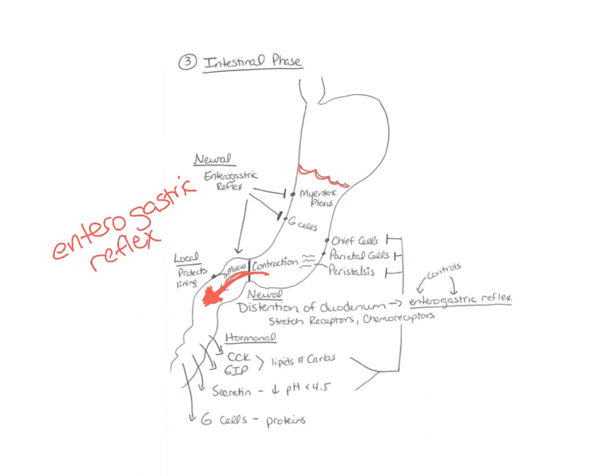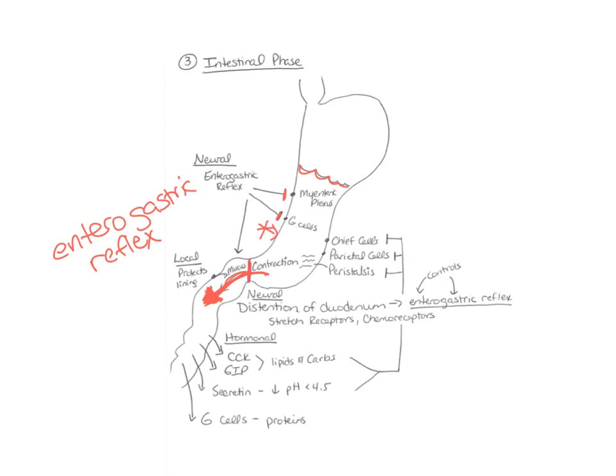The enterogastric reflex inhibits the stomach. Like I said, it's going to inhibit the stomach, so the stomach contractions are going to slow down, they're going to stop, and at the same time, it's going to inhibit the gastrin, so the G cells are not going to be producing gastrin either. So it's inhibiting both the myenteric plexus and the G cells.